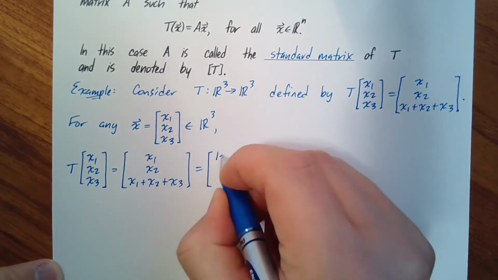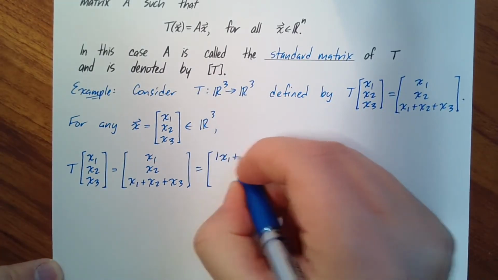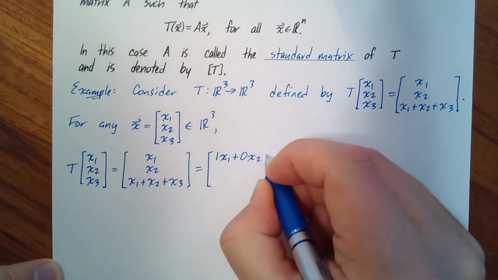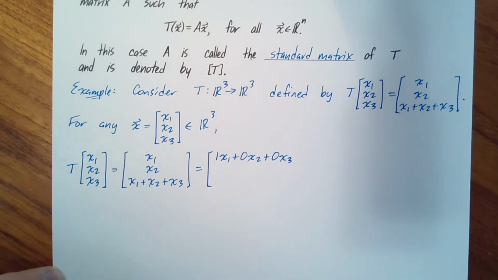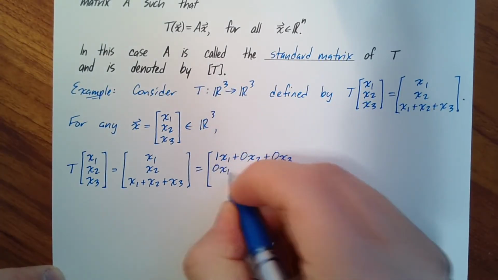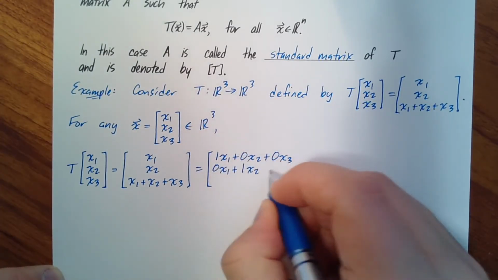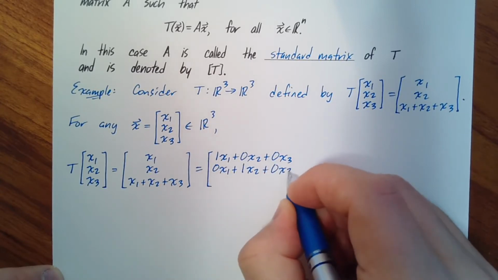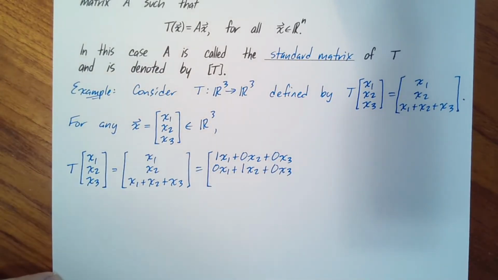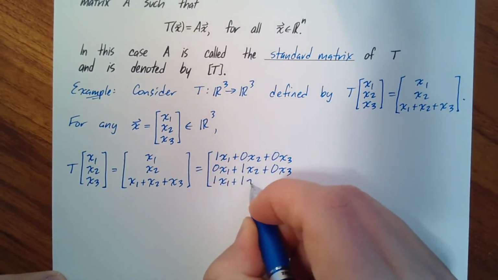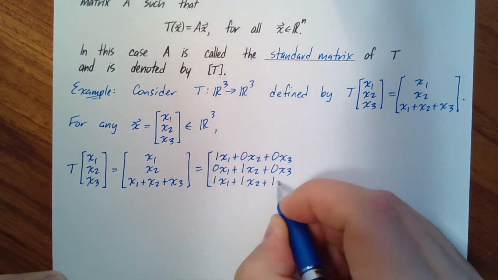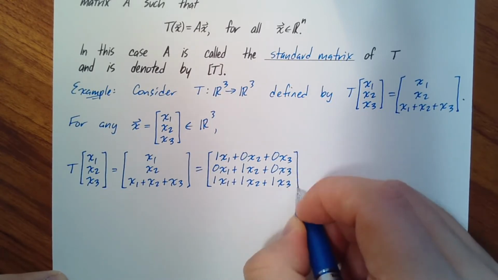So for the first coordinate, I'm going to write 1x1 plus 0x2 plus 0x3. And then for the second coordinate, I'm going to write 0x1 plus 1x2 plus 0x3. And then for the third coordinate, I'm going to write 1x1 plus 1x2 plus 1x3.